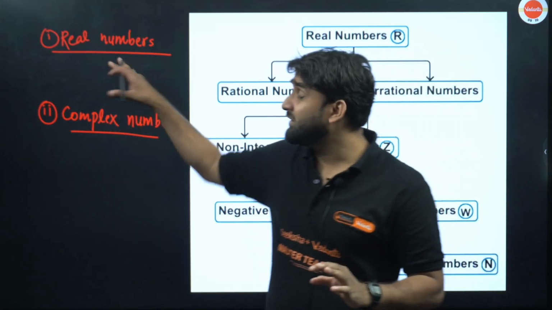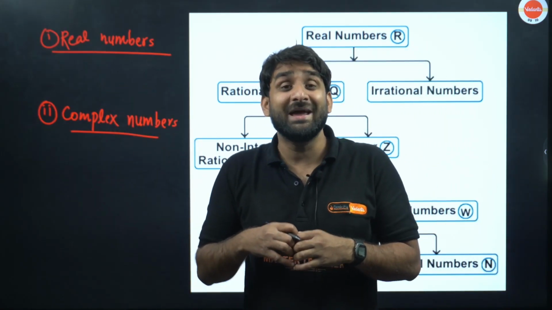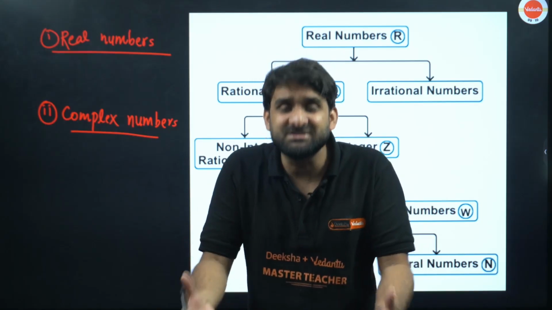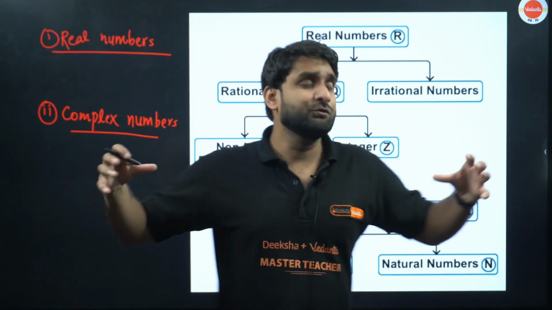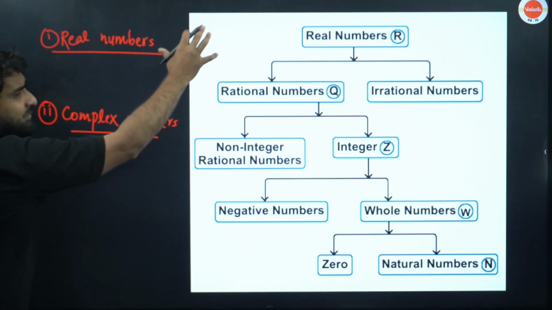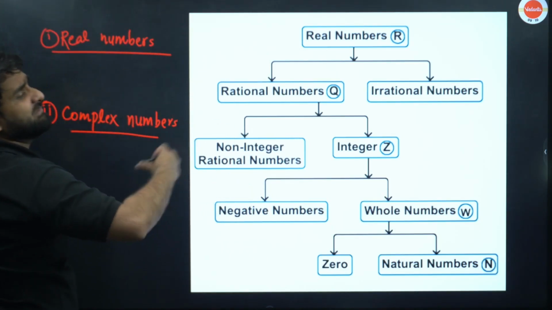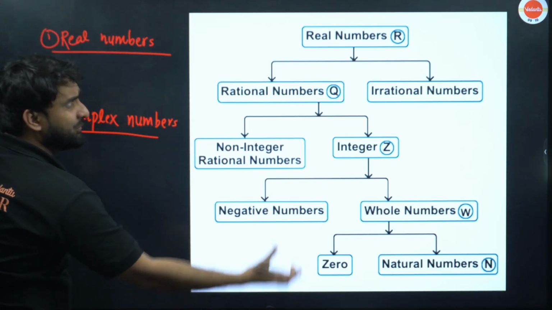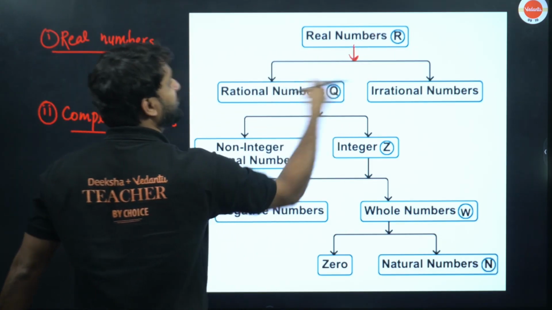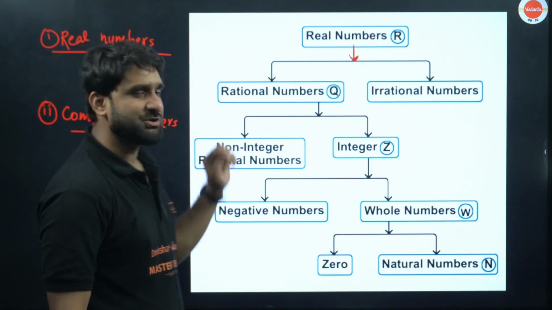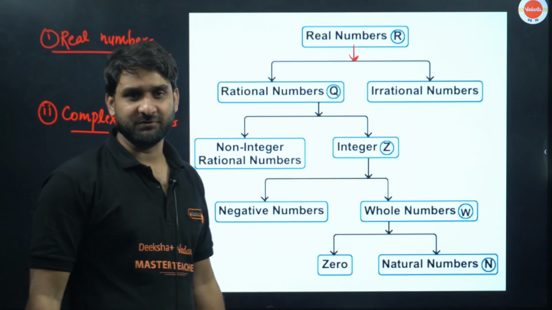Okay, so real numbers are the numbers whose existence is possible, which can be represented on the number line. So real numbers contain everything. If we talk about real numbers, first they are categorized into two groups: one is rational numbers and the other is irrational numbers.